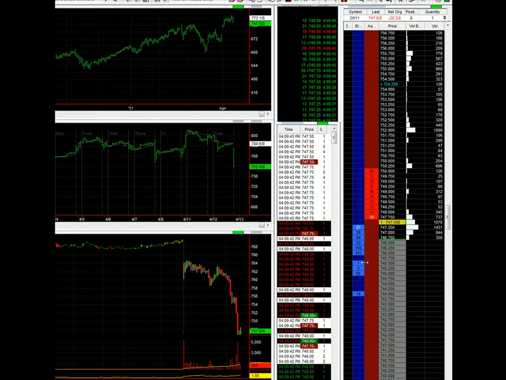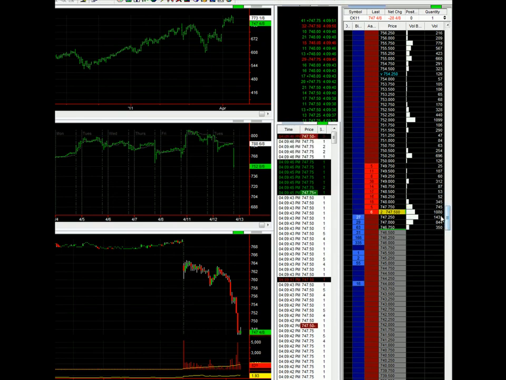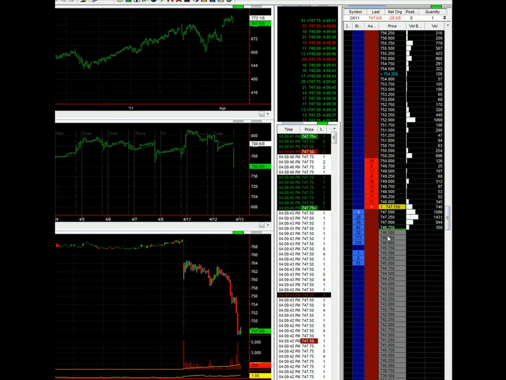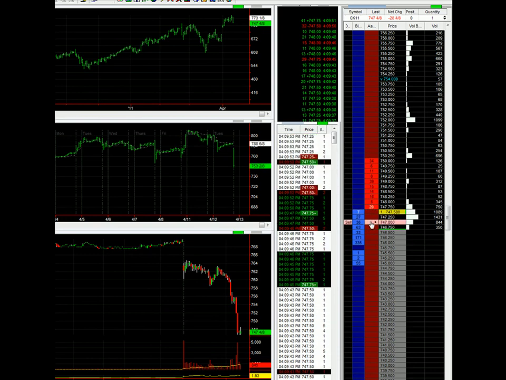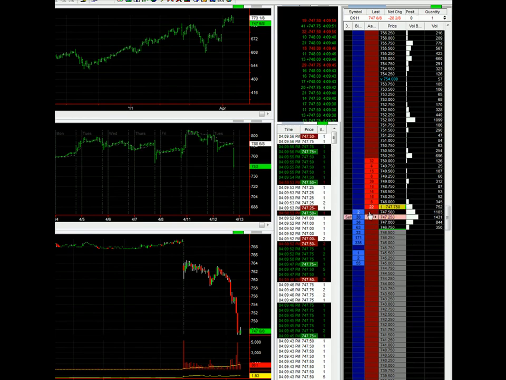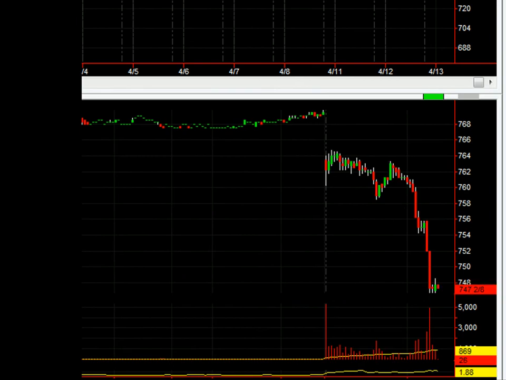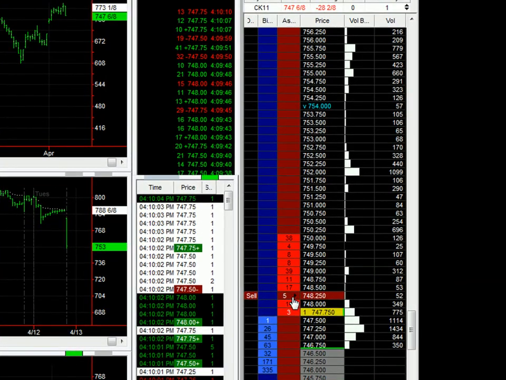Okay, this is a nice little example on the corn market actually, a bit obscure. Not many people trade the grains. But have a look here. We've driven down aggressively from the open. Two good drives with a little flag there at 755, and now we're just approaching this level here, 747 and a quarter, 747 and a half.